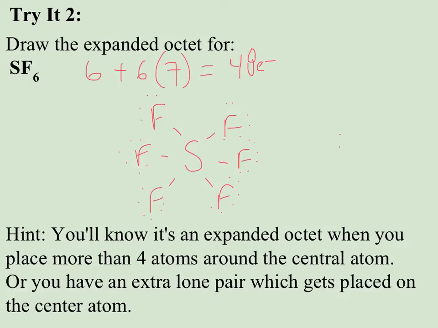So when I count up here, I've got 2, 4, 6, 8, 10, 12 around the center atom, and then I've got 6 more on each fluorine. So I've got 12, 18, 24, 30, 36, 42. I've got 48 total electrons with 12 electrons around the sulfur, making it an expanded octet. But this is still more stable than not bonding at all.